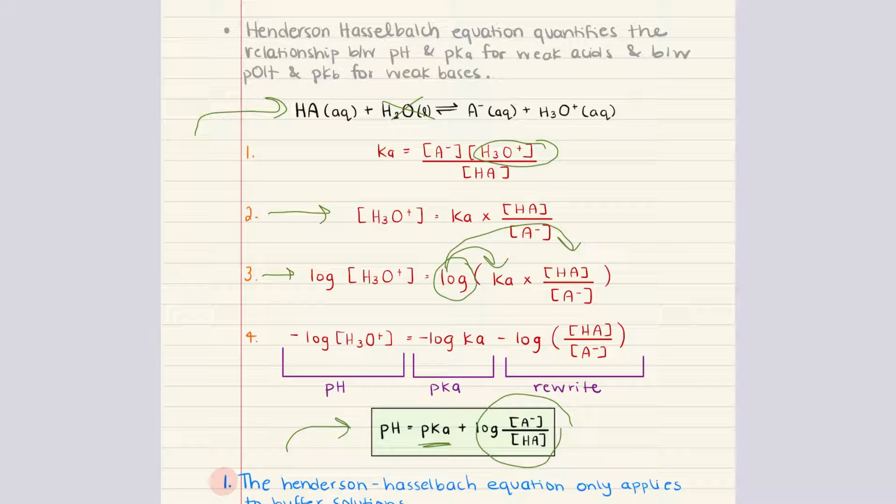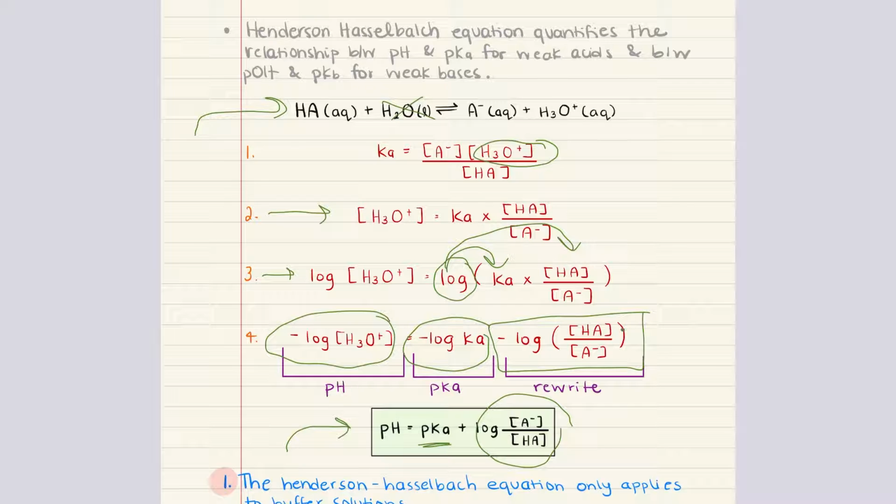This gets us negative log of the hydronium ion concentration on the left side of this equation. This is equal to pH. This is the definition of pH. Then we have a negative log of Ka. This is the definition for pKa. And then our final term here is a negative log of our concentration of weak acid to conjugate base.